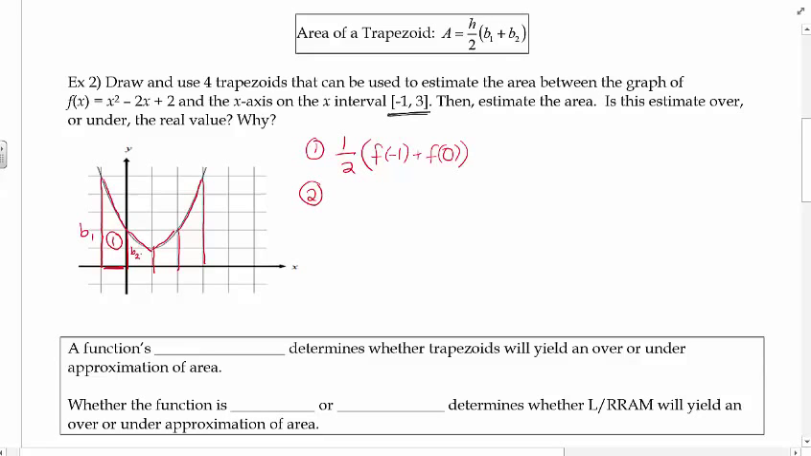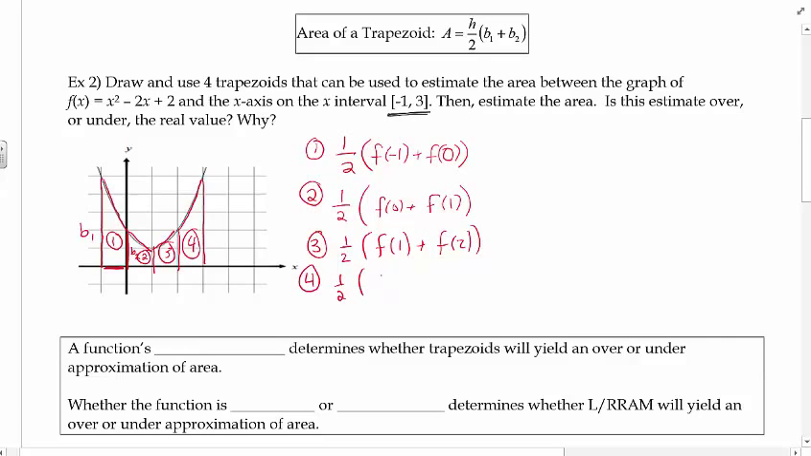And then trapezoid number 2 is going to have the same one half as my height. My first base is f of 0. My second base is f of 1. My third trapezoid is still going to be a half times f of 1 plus f of 2. And then my fourth trapezoid is going to be 1/2 times f of 2 plus f of 3.